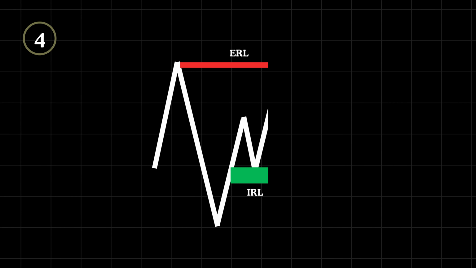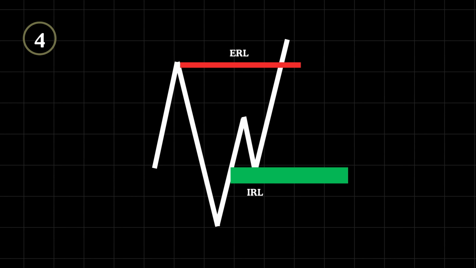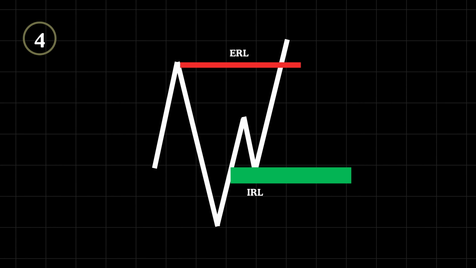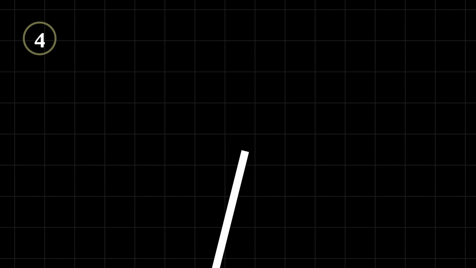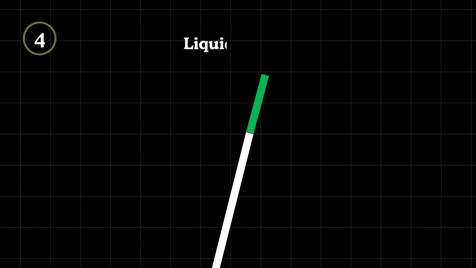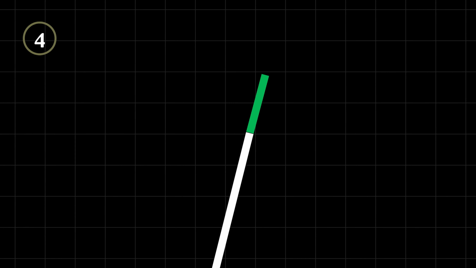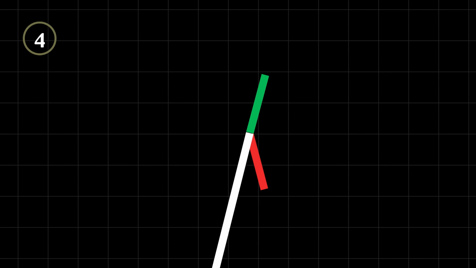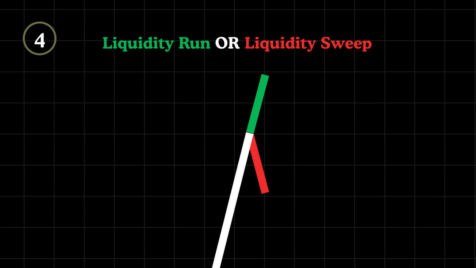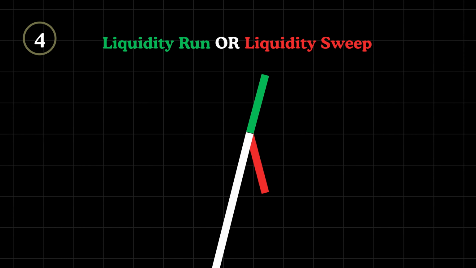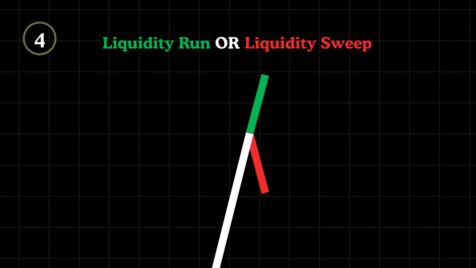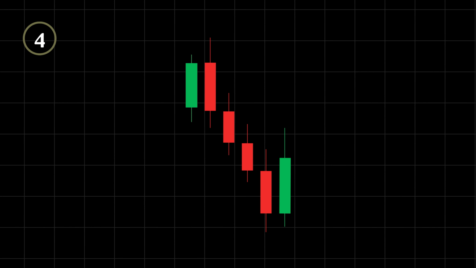When price approaches an external range liquidity level, whether it's a previous high or low, it generally reacts in one of two ways. The first scenario is that price continues in the same direction after clearing the liquidity level. This is referred to as a liquidity run. The second scenario is when price hits that level and then sharply reverses. This is what we call a liquidity sweep. While the idea sounds straightforward, being able to correctly predict how price will behave at these liquidity points is something many traders find difficult. So let's begin by taking a closer look at liquidity runs.